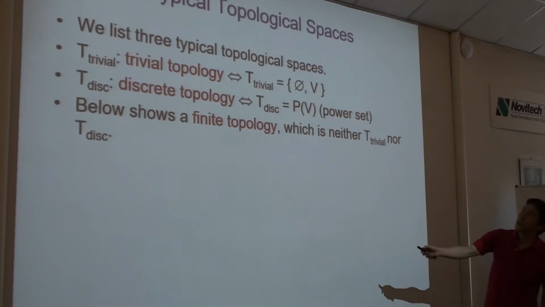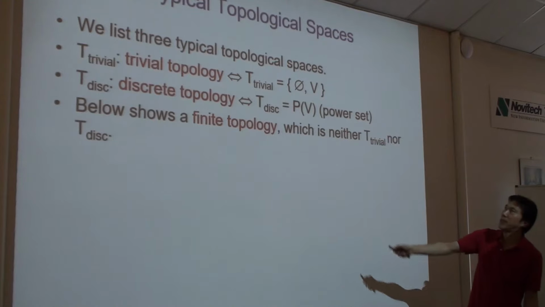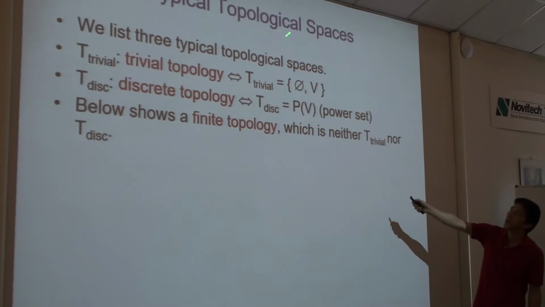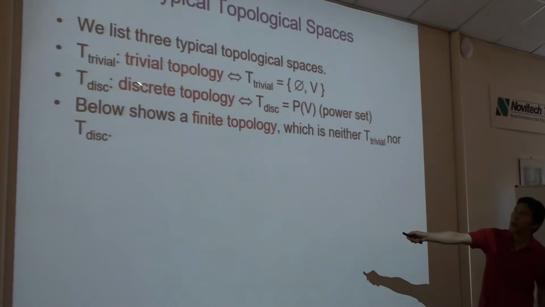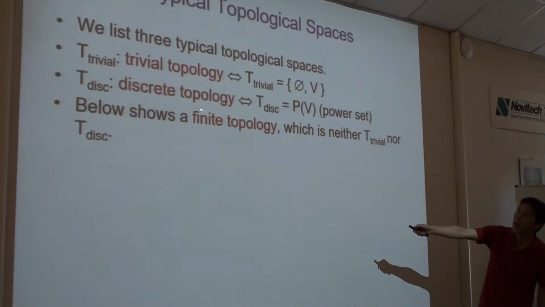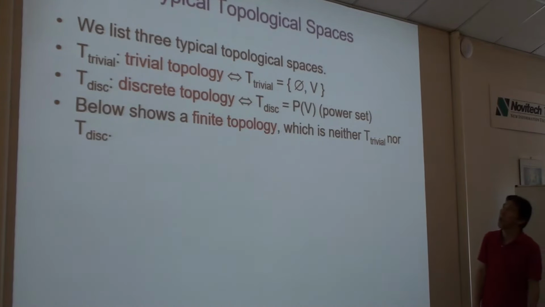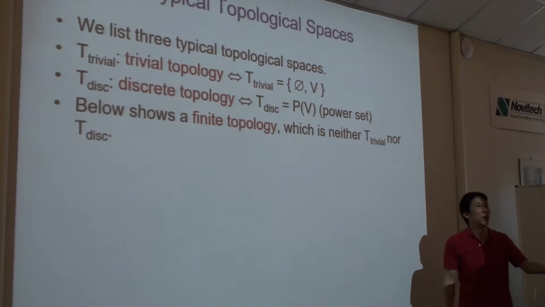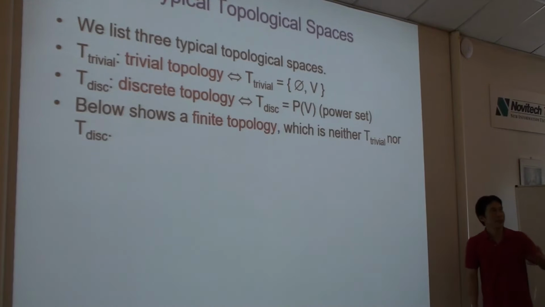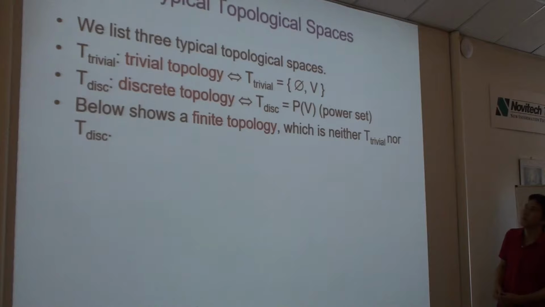So I'll give you the typical topological spaces. The trivial topology has only two open sets: the empty set and the entire set. The discrete topology is the extreme opposite of the trivial topology, in which all possible subsets of V are open sets. So this is the most powerful topology.